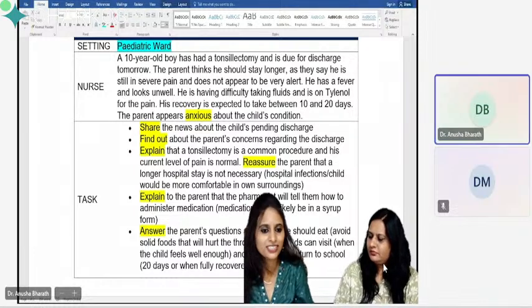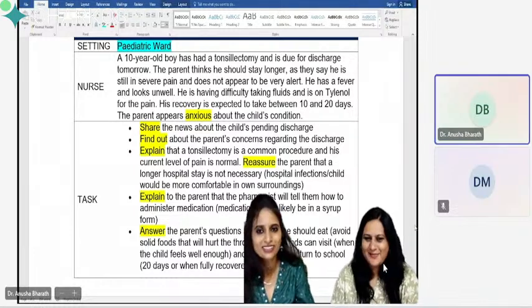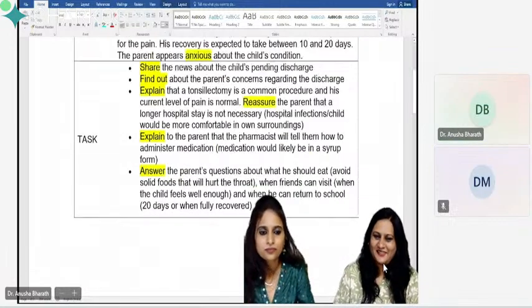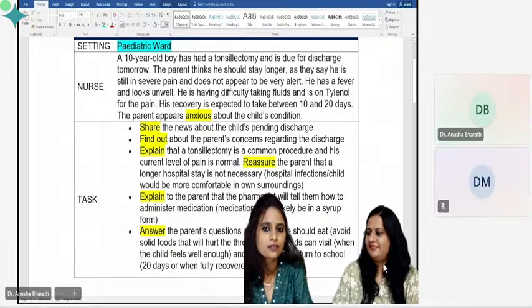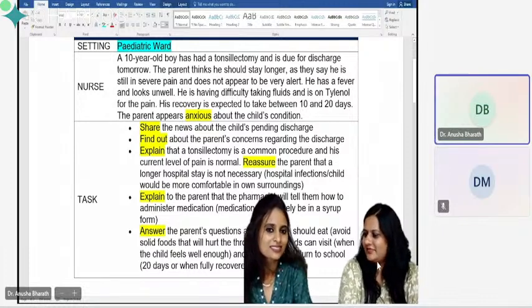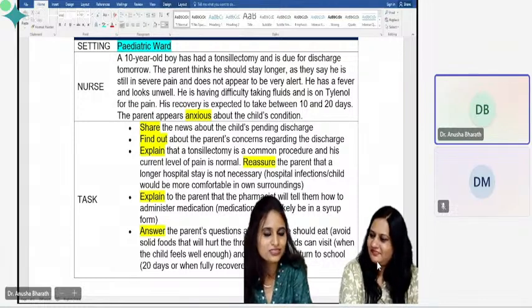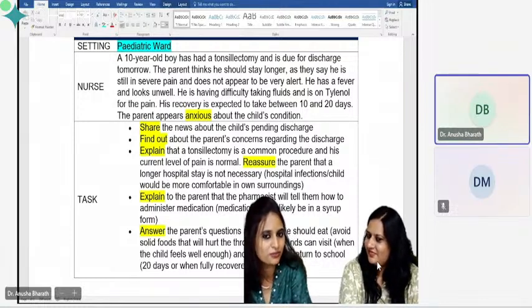Okay, so shall we start the conversation? Are you ready? Yes, I'm ready. Right. Good morning, Melissa. Good morning, nurse. Well, I have some news for you. Would you want to know what it is about?